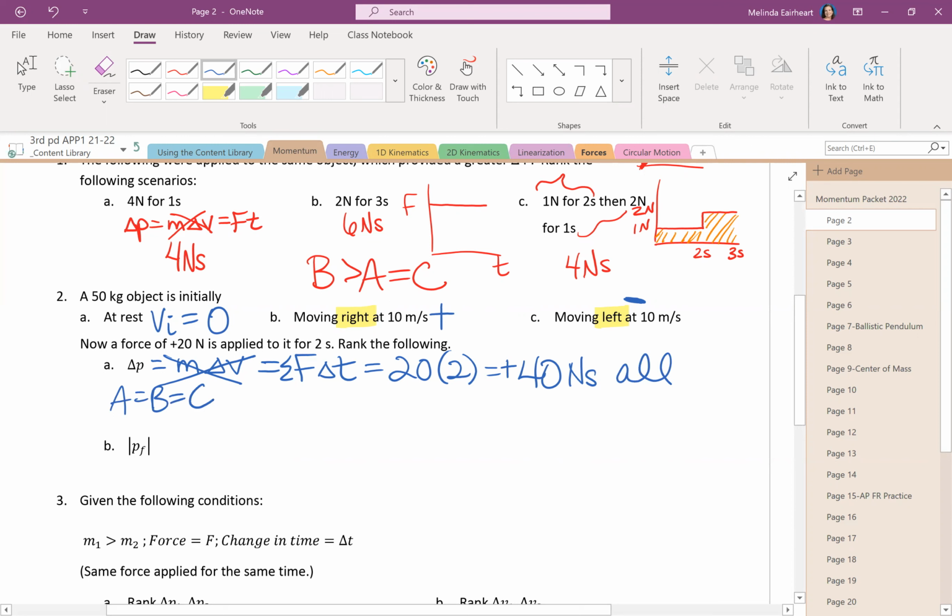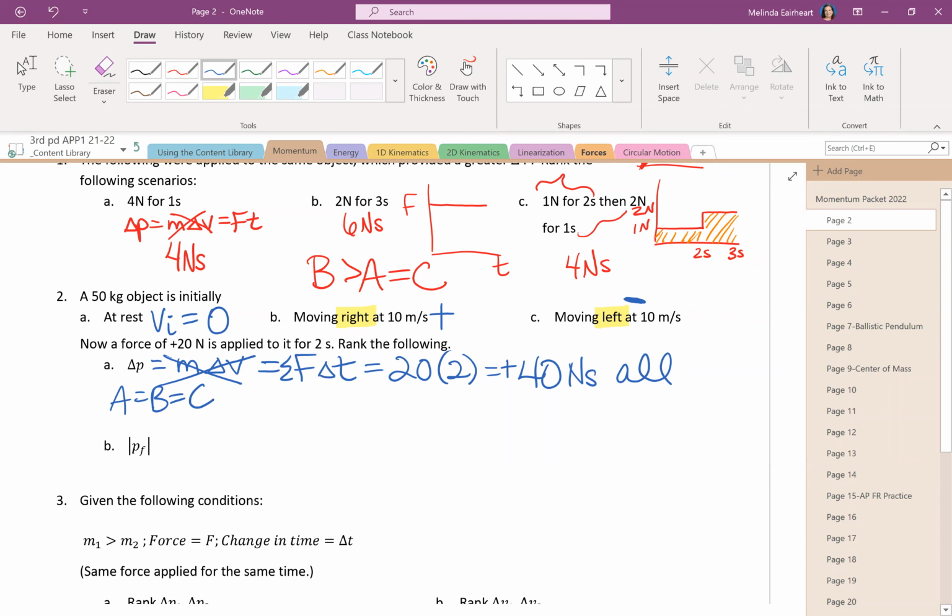Everybody good? So moral of the story, impulse is not a one snapshot in time. It's change, okay? It's a change in momentum. And then B, we need the final momentum, the absolute value. So don't misinterpret absolute value. We do care about direction, just not at the end. Don't say, oh, this means I can ignore the left. No, we have to consider direction only till the very end, okay?